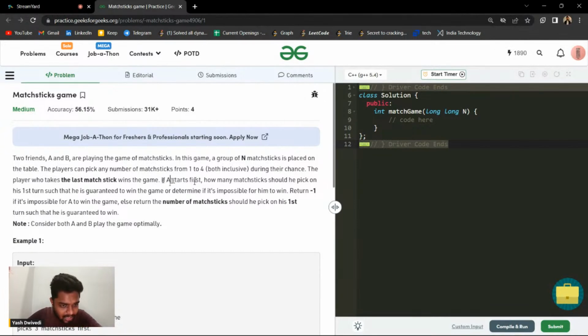So A is going to start. How many matchsticks should he pick in the first turn, such that it is guaranteed that he is going to win? If A is never going to win, then you have to return -1. Otherwise, if A can win, then you have to return the number of matchsticks that he should choose in his first turn, such that he can win.